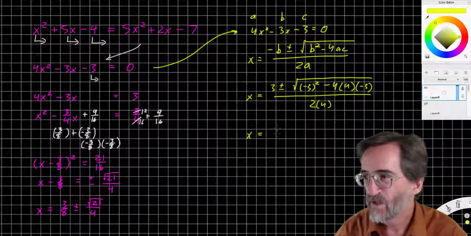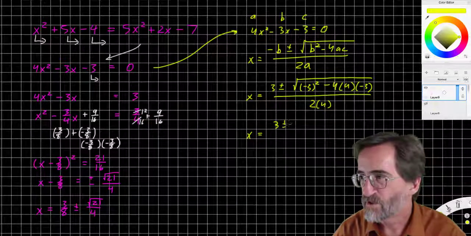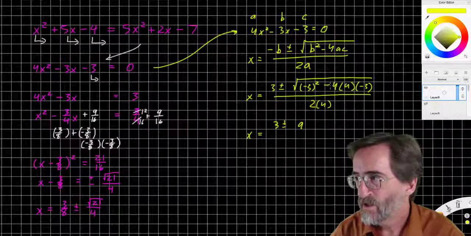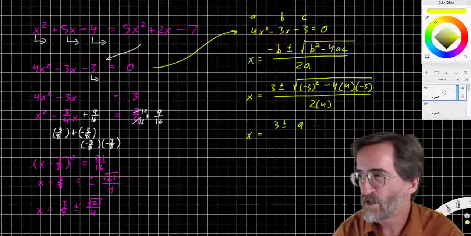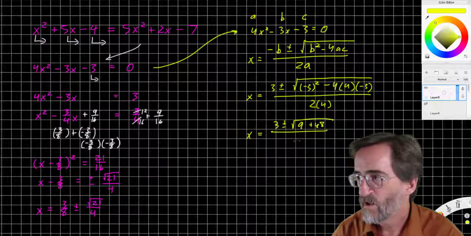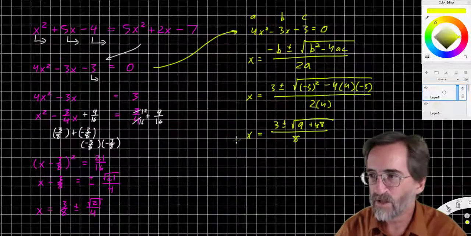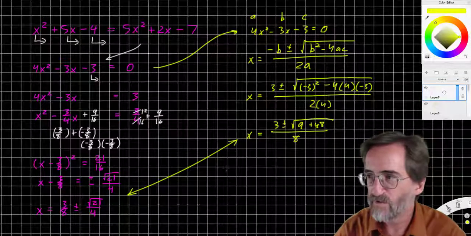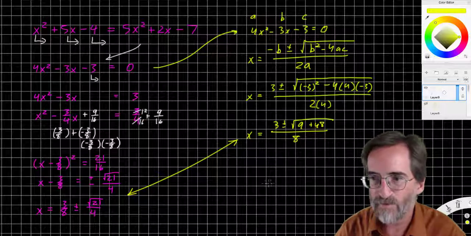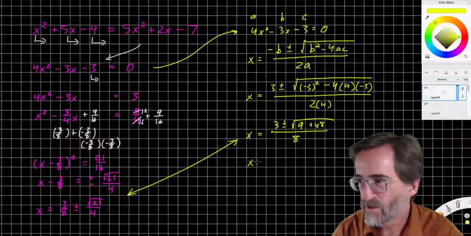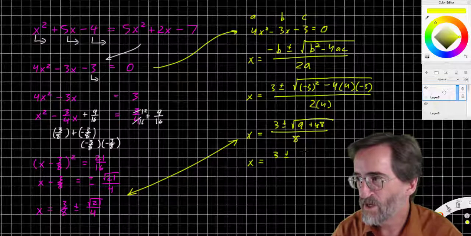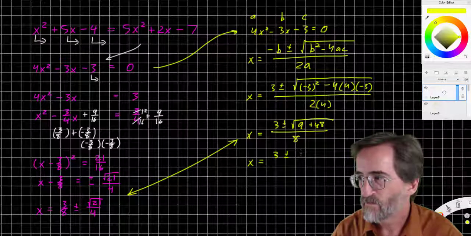But do realize that if you want an exact answer, you're going to still have to work it out in steps. So 3 plus or minus 9, plus 4 times 4 is 16, 16 times 3 is 48, so plus 48, all over 8. You may recognize some similarities between what we have here. I see the 3/8 right now. And x equals 3 plus or minus square root of 9 and 48 is 57.